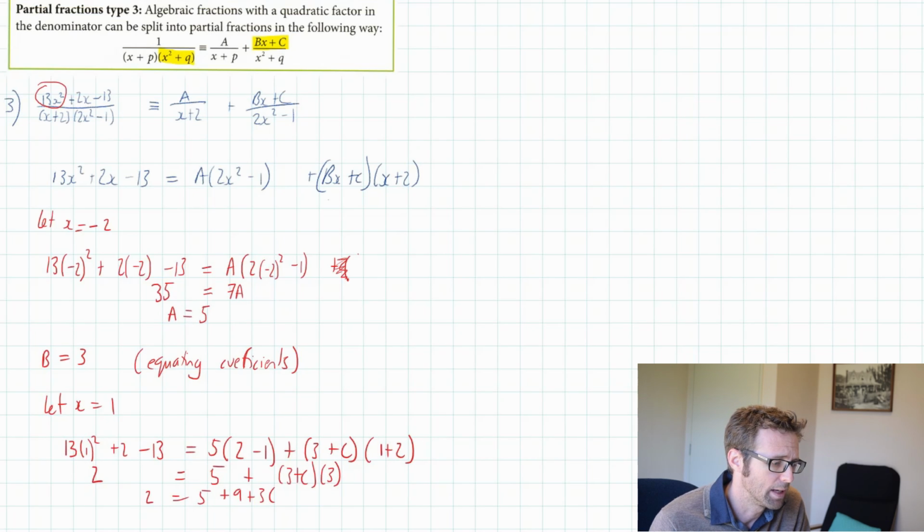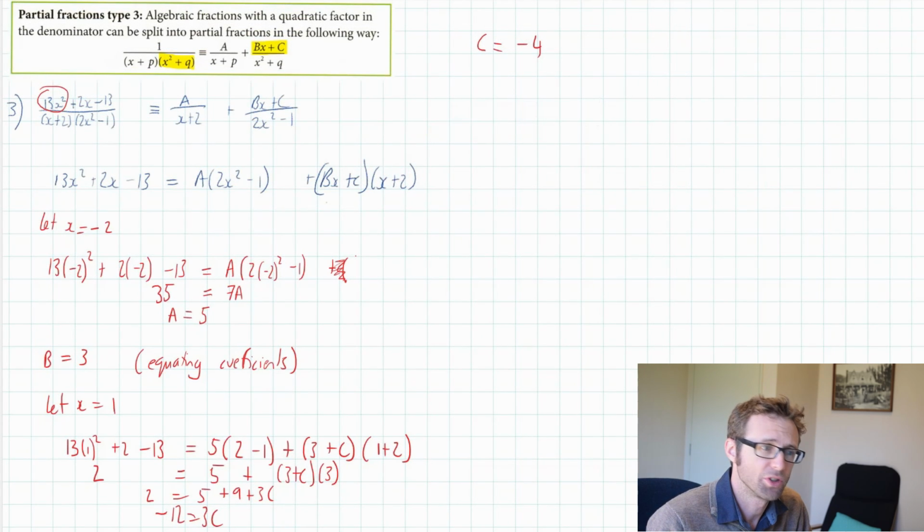At this point, we can pull everything across. So we're going to have, what are we going to have? 9 and 5 is 14. We're going to end up with negative 12 equals 3c. And therefore, c equals negative 4.